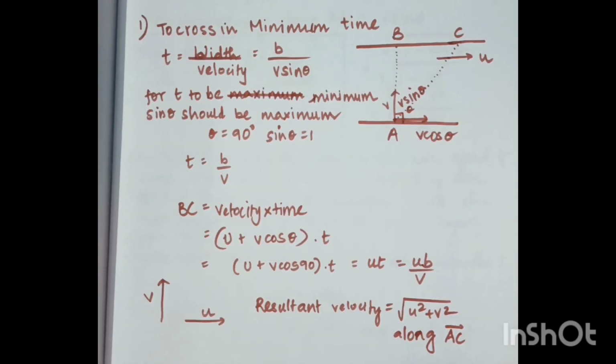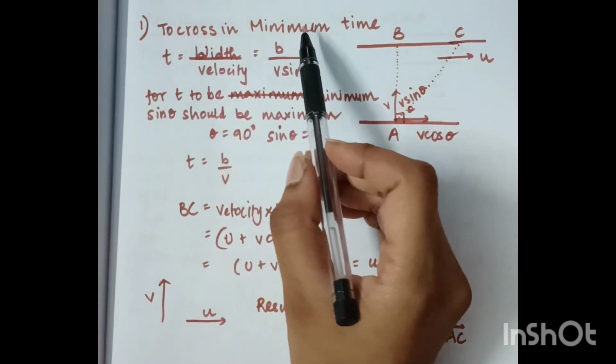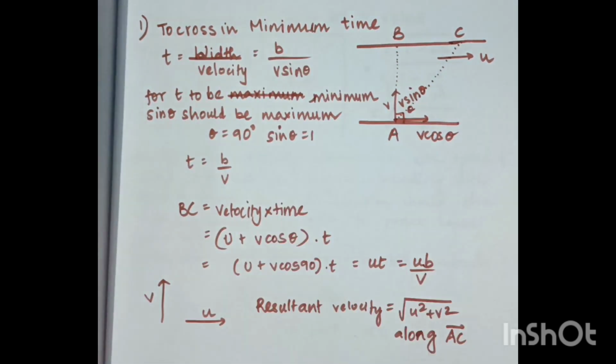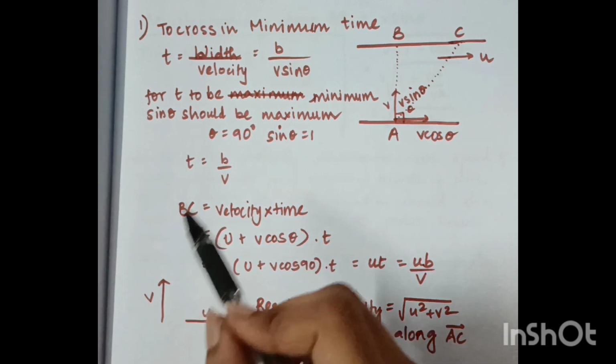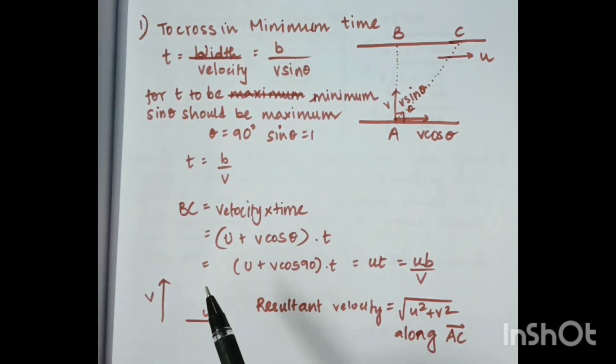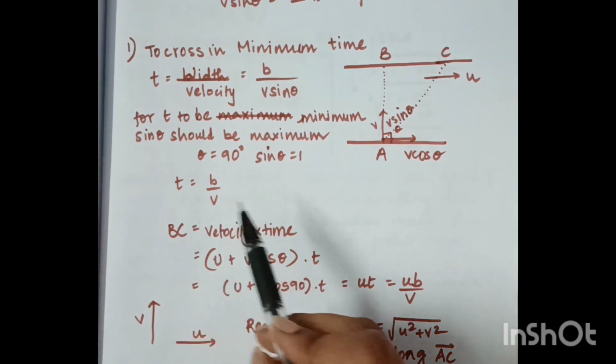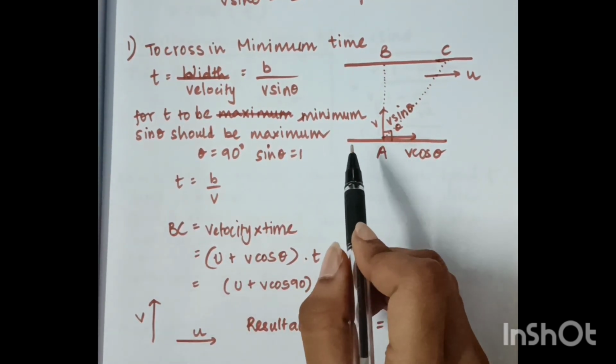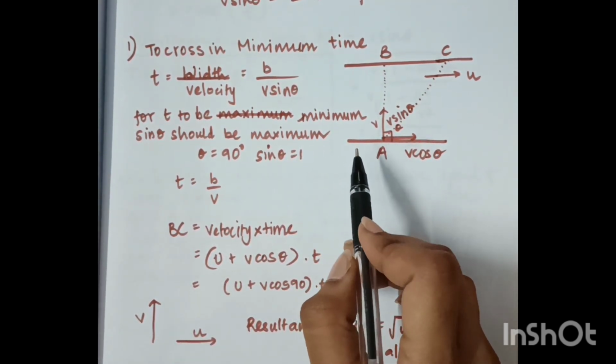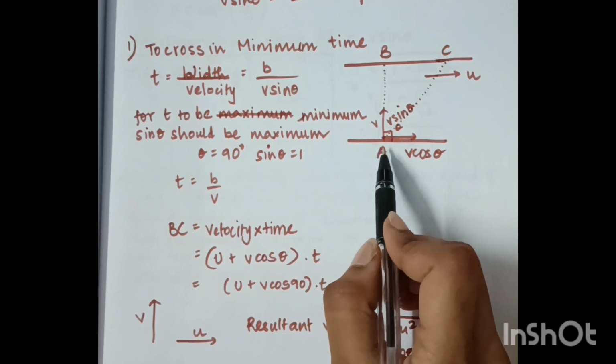Now let us consider two more cases: to cross the river in minimum time, and next, to cross the river in minimum distance. So first let us discuss minimum time. To cross the river in minimum time, he should go perpendicular to the flow.